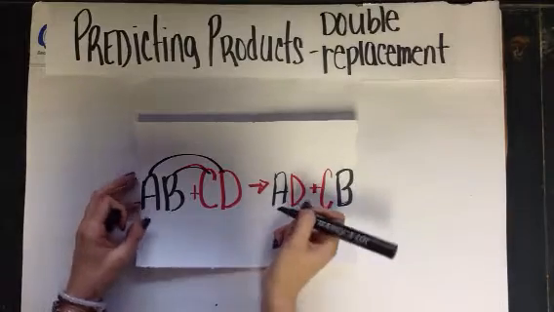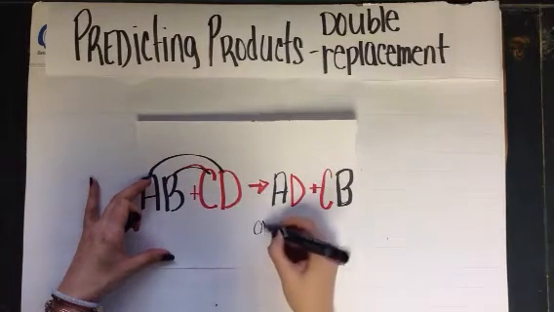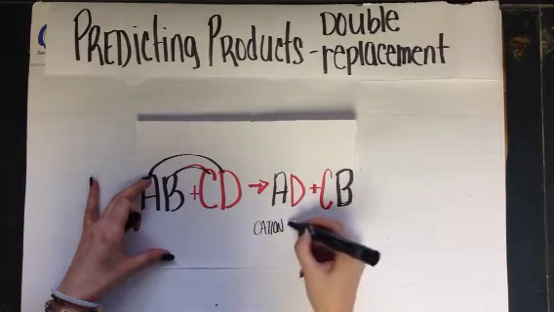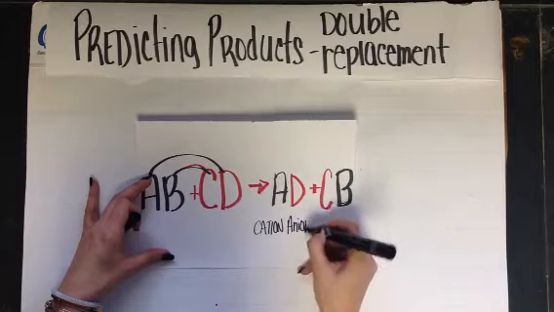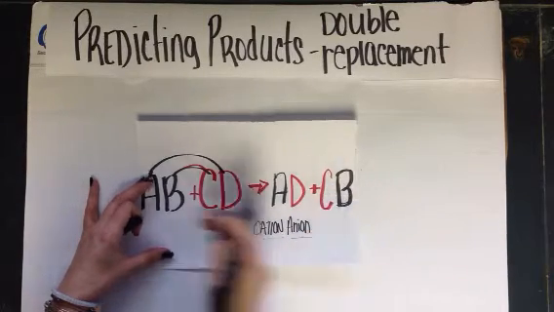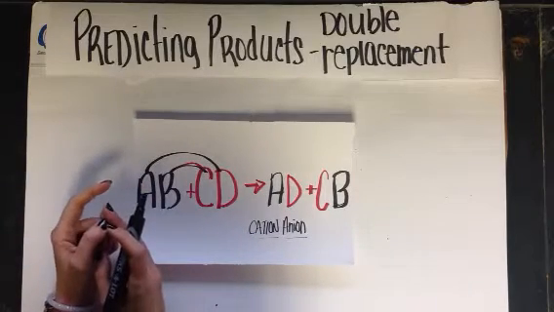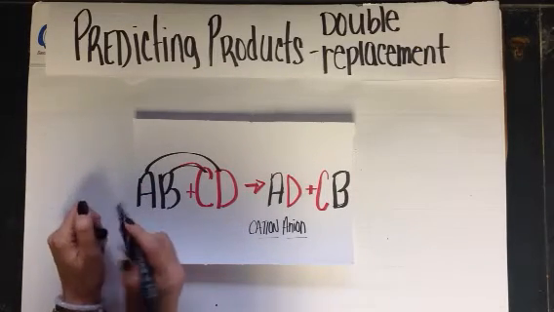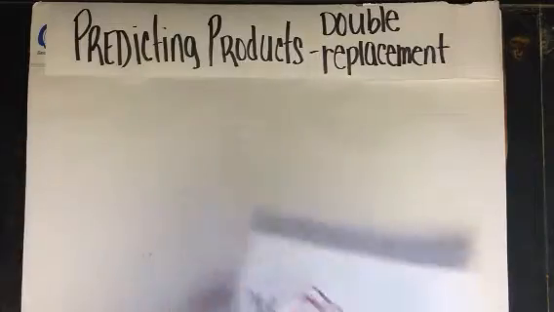Some good things to remember is that you still have to have a cation first with an anion second. Same thing for both of them. Cation first, anion second. You can't have two anions together, and you can't have two cations together. Okay, let's take a look at some examples.